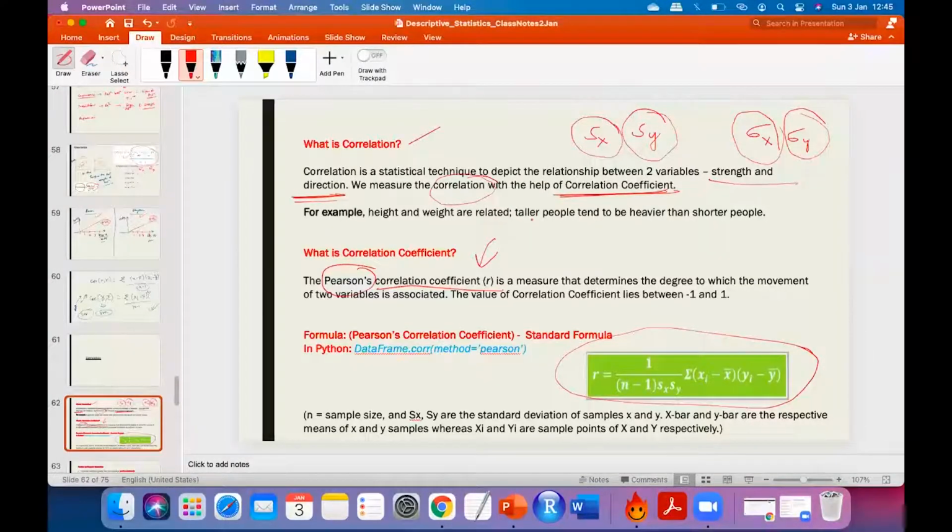Sorry to interrupt. You are saying that strength. So strength means what? Could you please explain this strength? Yeah, strength means how closely two variables are related. There can be 100% correlation at max. Two variables can be 100% correlated.